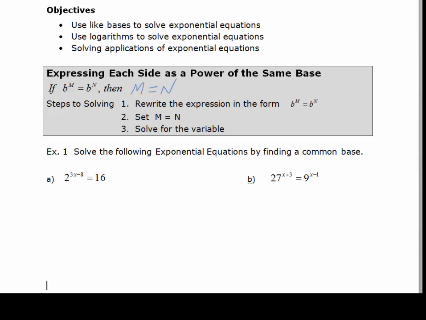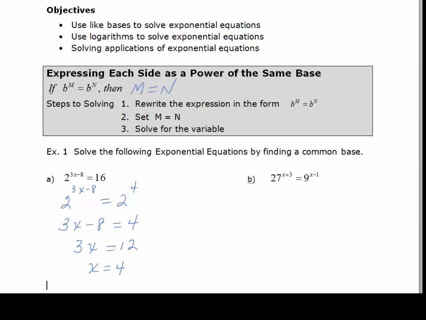So let's start with example 1a, and we look at 2 and 16 and we see that we can write both of those with a base of 2. So we have 2 to the 3x minus 8 equals 2 to the 4th. Now we'll set the exponents equal to each other. Adding 8 to each side, we get 3x equals 12. Dividing each side by 3, we get x equals 4.